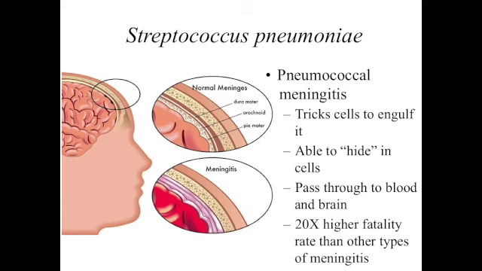Many different things can cause meningitis. It can be fatal no matter what type of meningitis you have, but the fatality rate due to Streptococcus pneumoniae, or pneumococcal meningitis, is 20 times higher than for other types of meningitis. So it's a very, very serious infection in the brain.